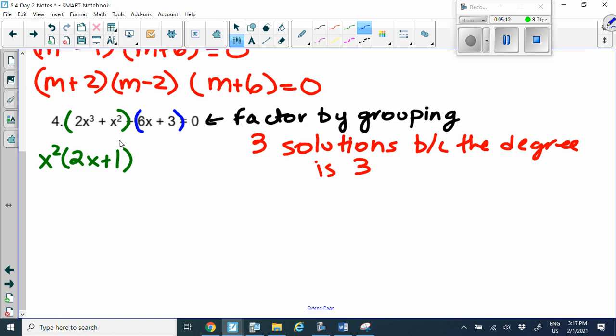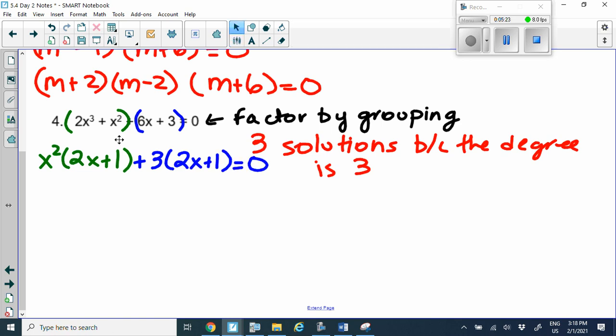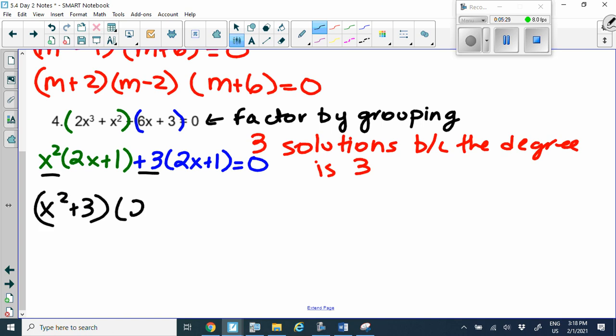Now the 6x plus 3, we know we have to have the addition sign. That's going to stay. And a 3 is in common, so we have 2x, once again, plus 1 equals 0 here. Okay, so now we take the x squared and the 3, we put that together. And then we have the 2x plus 1. Remember, that should be exactly the same factor. If not, rethink your work.